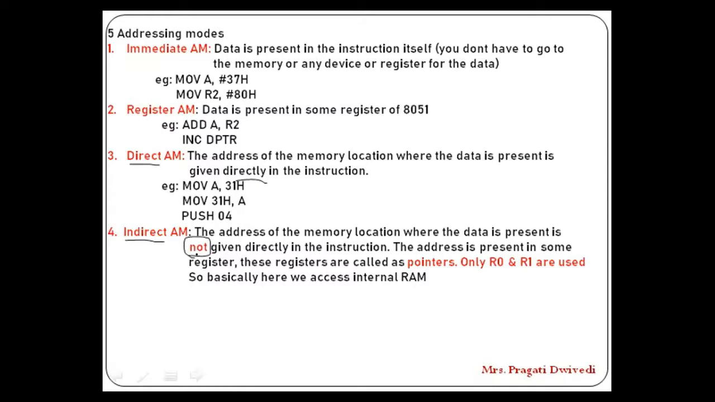So indirectly you have to give. For example, if I say I want to find Pratik, in one way I say Pratik lives in flat number 502. So I've given the address directly. You don't have to hunt. 502 I give it directly. So that is the example of direct addressing mode.